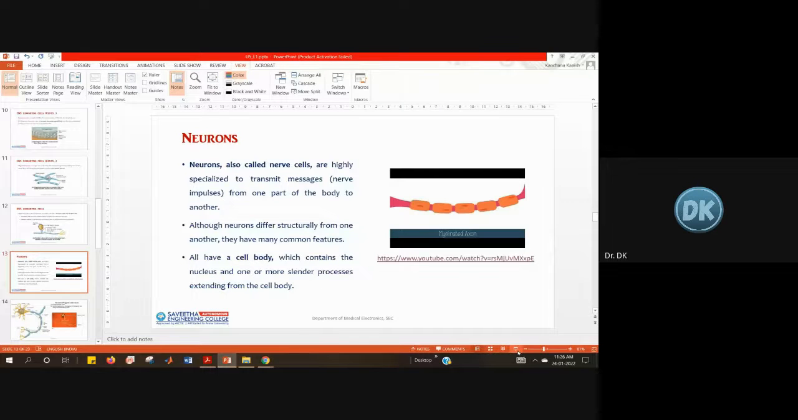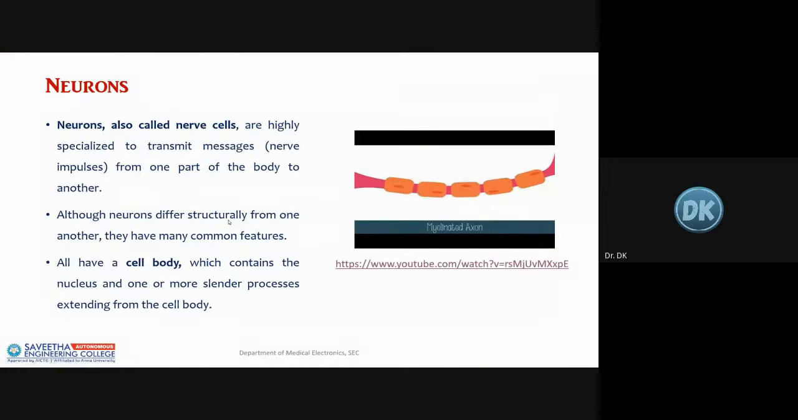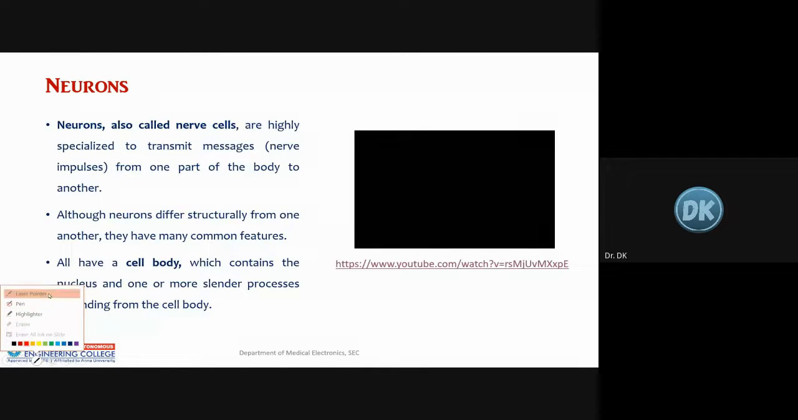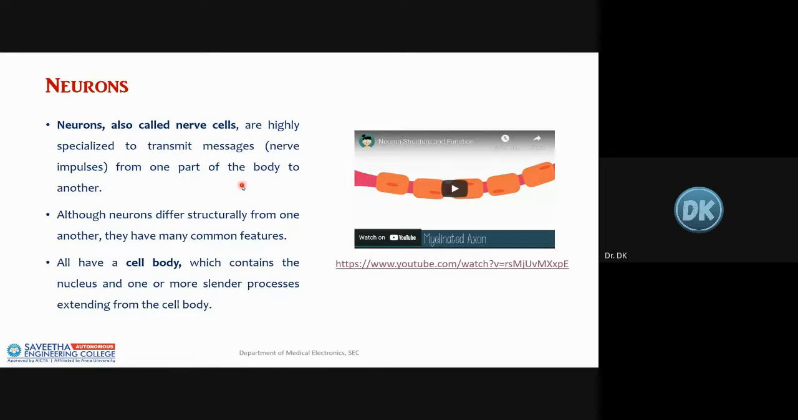So now back to your textbook content. If you look at the neurons, neurons are also called nerve cells. Their main function is to transmit messages from one part of the body to another.